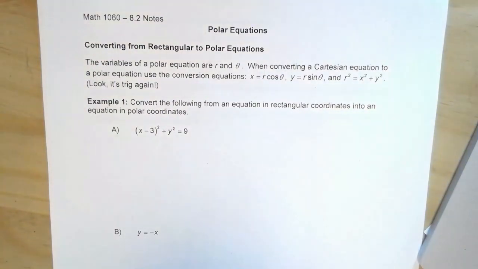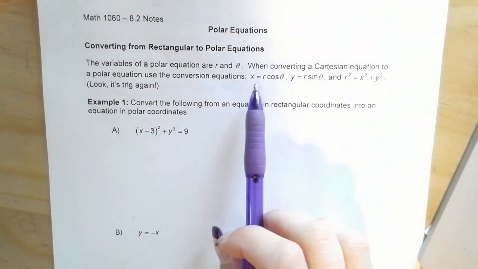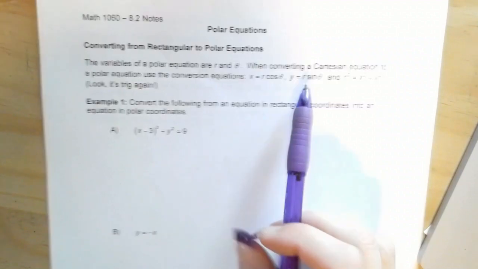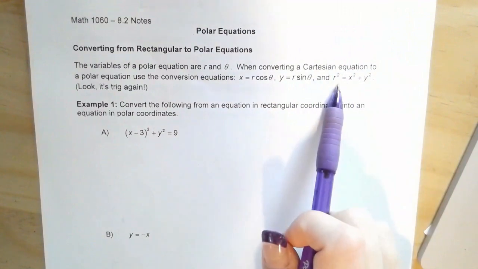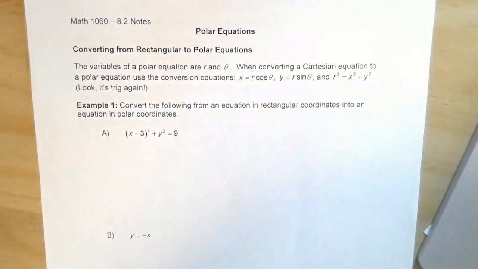Okay guys, today we are working with polar equations. So we are going to be converting rectangular to polar equations and then polar equations to rectangular. As you can see above here, I'm reminding you to go back and forth, where x is r times cosine and y is r times sine, and then we have r squared equals x squared plus y squared. Of course, our tangent and theta will work later on.